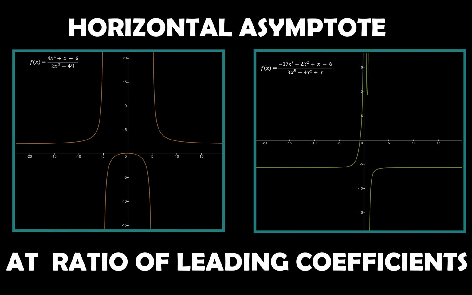For the graph on the left, we can see that we have a horizontal asymptote of 2, and for the one on the right, we can see that it has a horizontal asymptote of minus 17 over 3, which is approximately negative 5.5. Again, the graph may look like it's touching these asymptotes towards the ends, but I can assure you that they are not.